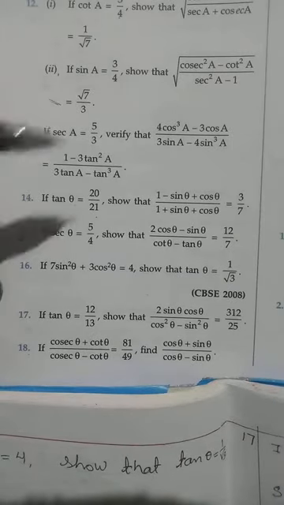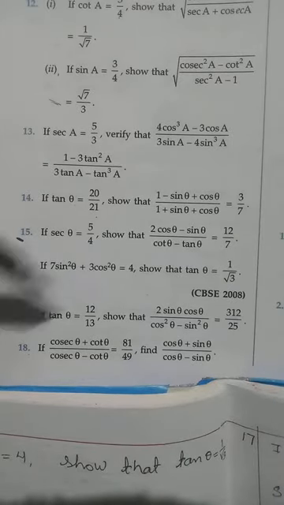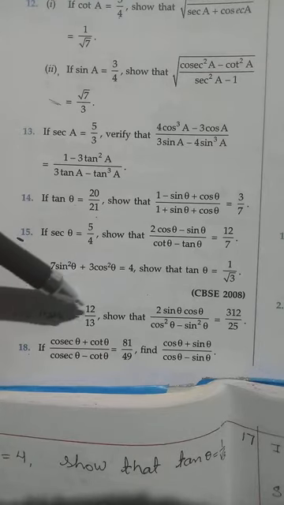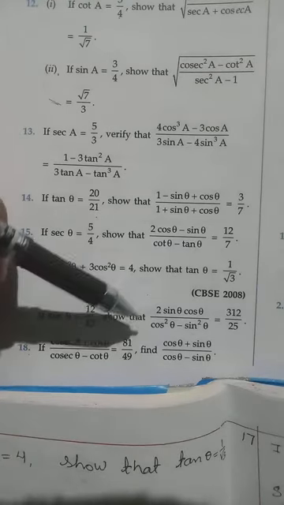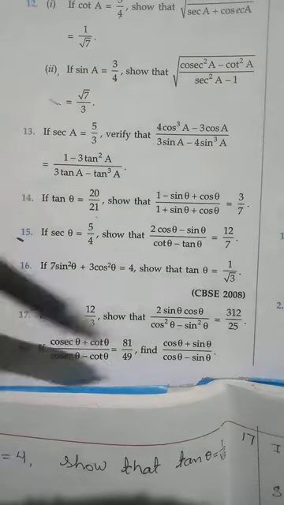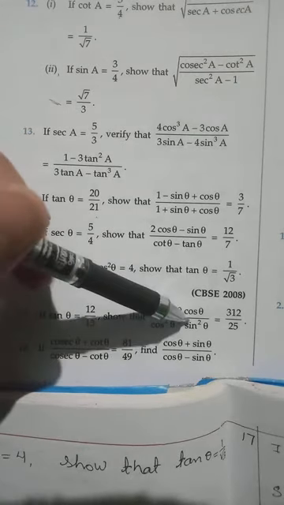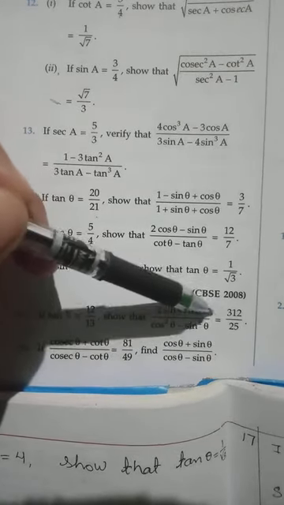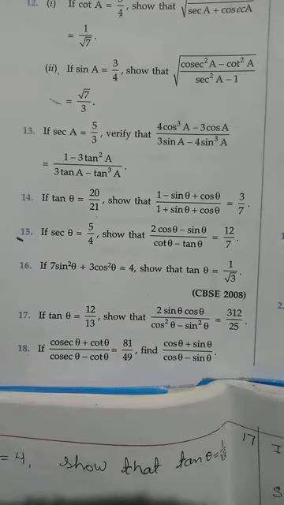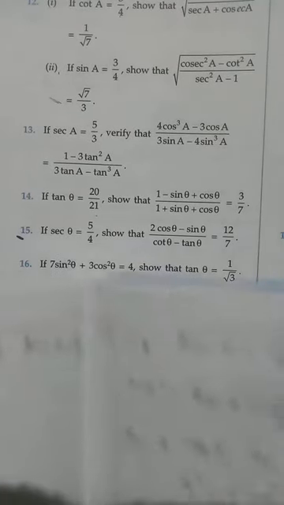Then next we will see question number 17. We have the value of tan theta equal to 12 by 13. We have to show that 2 sine theta cos theta by cos square theta minus sine square theta equal to 312 by 25. So let us take from what we have.